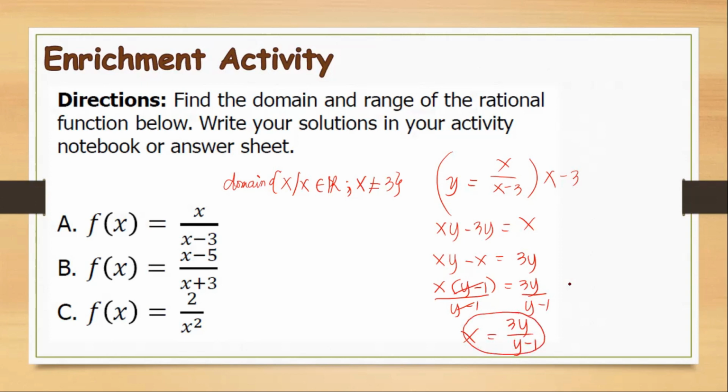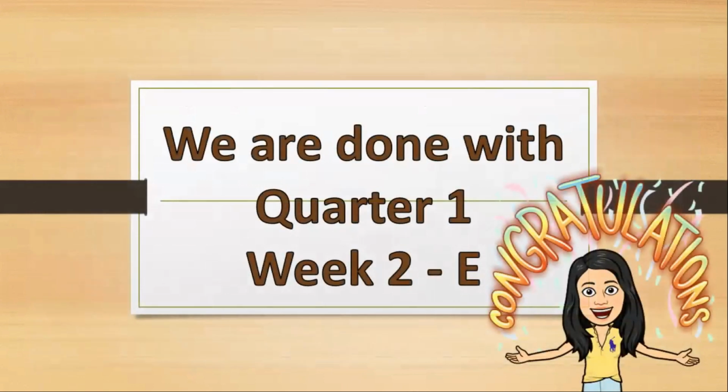And so it can be undefined if y minus 1 is equal to 0. So y equals positive 1. y must not equal to positive 1. So our range for letter B must be y, such that y is an element of real number where y must not equal to 1. Okay, I think that's all for week 2.